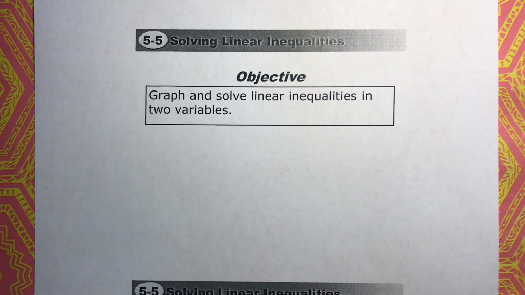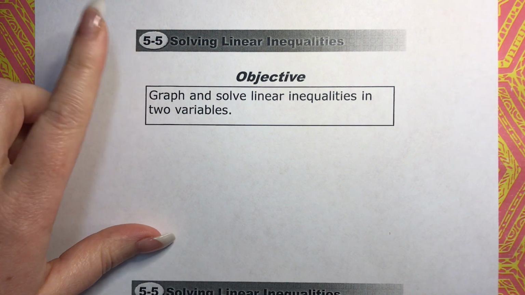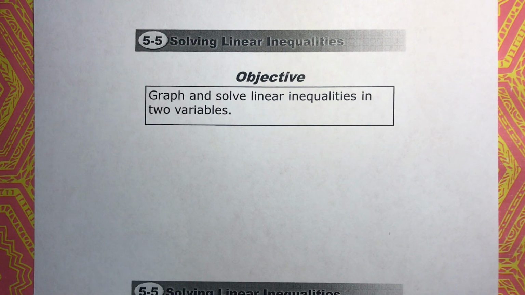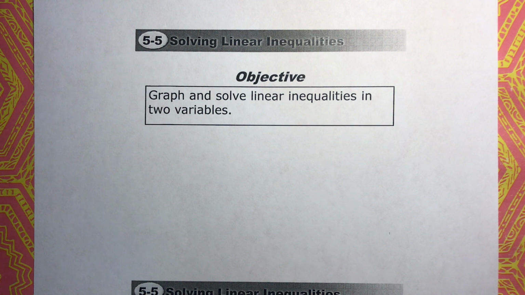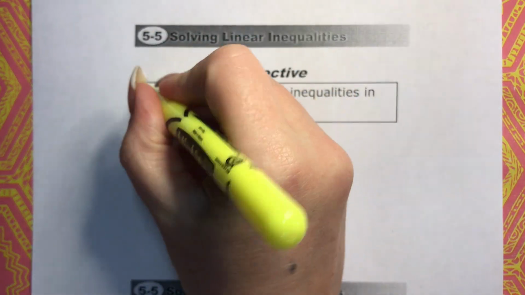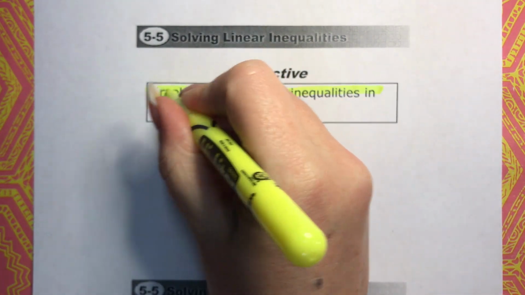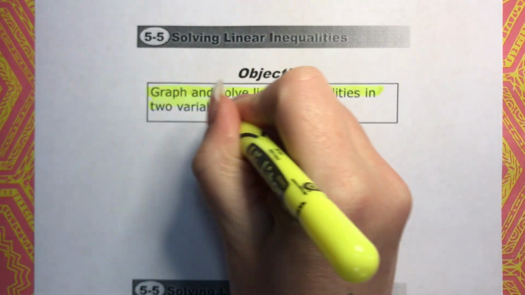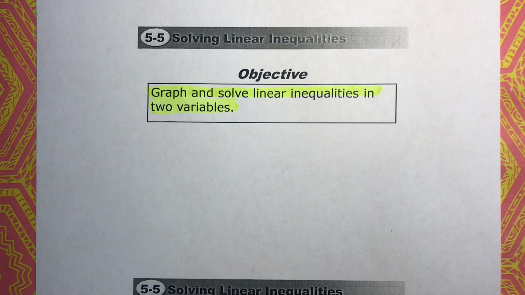All right, with chapter 5, lesson 5, we're going to be solving linear inequalities. So we were talking about systems of equations, and now we're kind of switching to inequalities. So today what we're going to do is we're going to graph and solve linear inequalities with two variables. Okay, that's our objective for today.